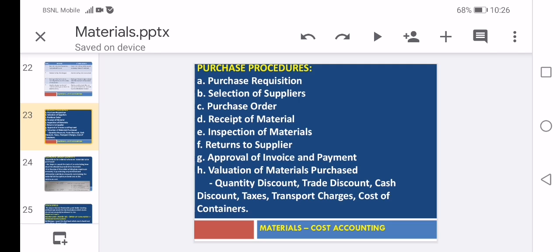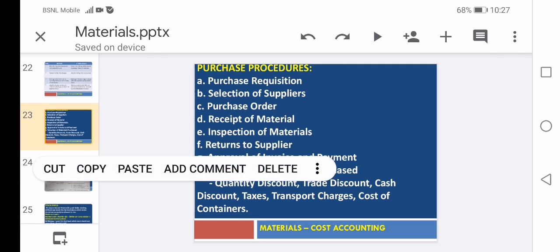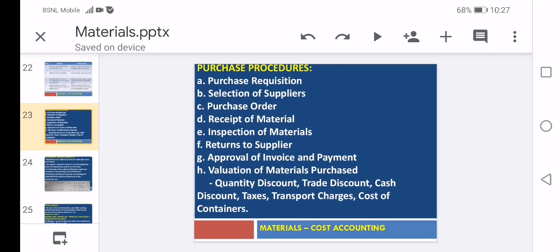Next, valuation of materials purchased. Mere paying is not the end stage of the purchase procedure. Next step of payment to supplier is valuation of materials. How to value? The quantity or the price and the value mentioned in the invoice is not considered as the value, but further investigation is to be done by considering quantity discount given by supplier.